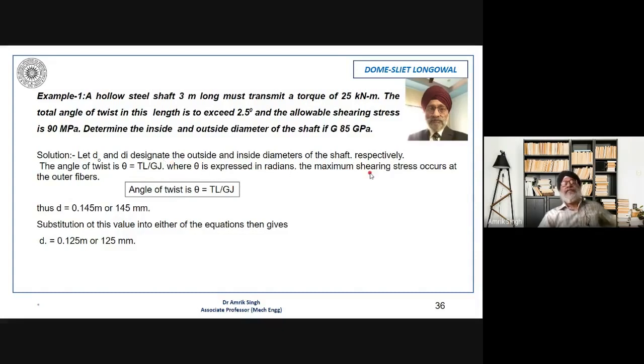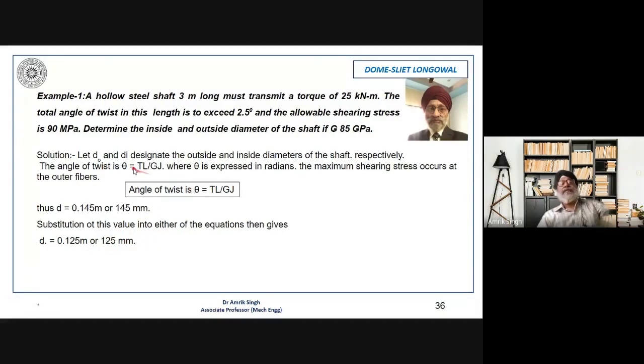Maximum shear stress occurs at the outer fiber. So theta is equal to T into L upon GJ. So D is equal to 0.145 or 145. Okay, so this we have calculated. So outside diameter is given, I think, here. 3 meter long is this. So D is calculated. Substituting the value in either equation, we get D is equal to this.